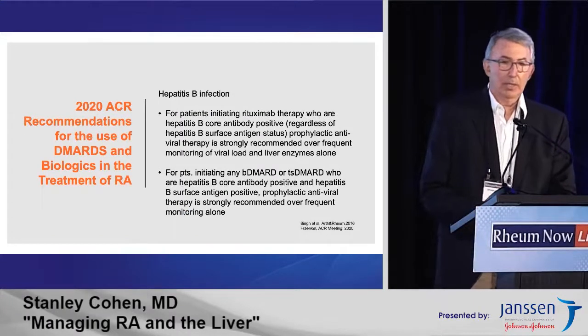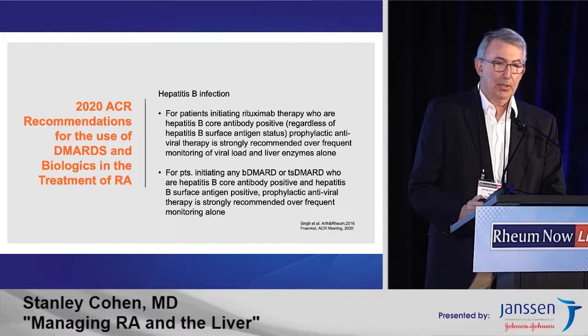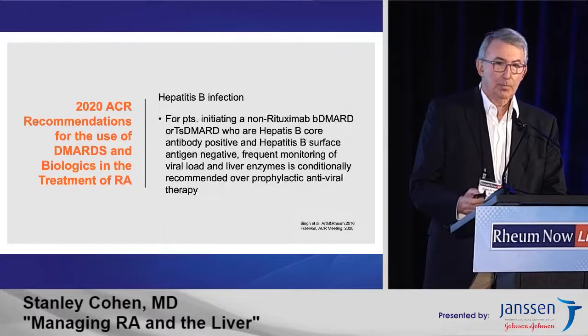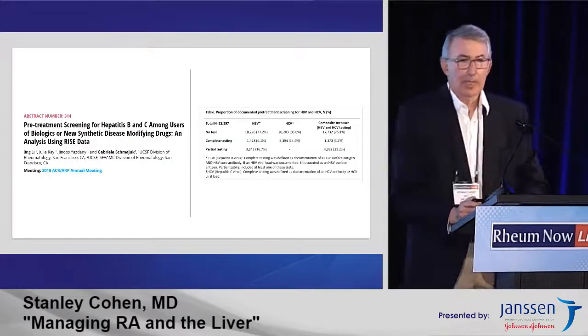So here's the ACR recommendations as we wrap up. For patients initiating rituximab therapy or hepatitis B core antibody positive, regardless of hepatitis B surface antigen status, prophylactic antiviral therapy is strongly recommended over frequent monitoring of viral load and liver enzymes alone. For patients initiating any biologic DMARD or targeted synthetic DMARD who are hepatitis B core antibody positive and hepatitis B surface antigen positive, prophylactic antiviral therapy is strongly indicated over frequent monitoring alone. For patients initiating non-rituximab biologic DMARD or targeted synthetic DMARD who are hepatitis B core antibody positive and hepatitis B surface antigen negative, frequent monitoring of viral load and liver enzymes is conditionally recommended over prophylactic antiviral therapy. I have some issue with this with our JAK inhibitors. We can talk about that during the panel.